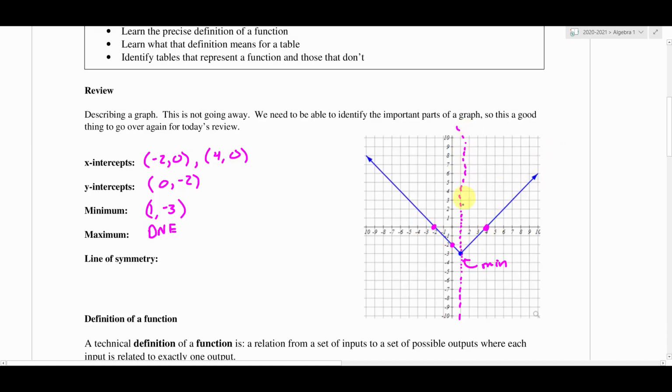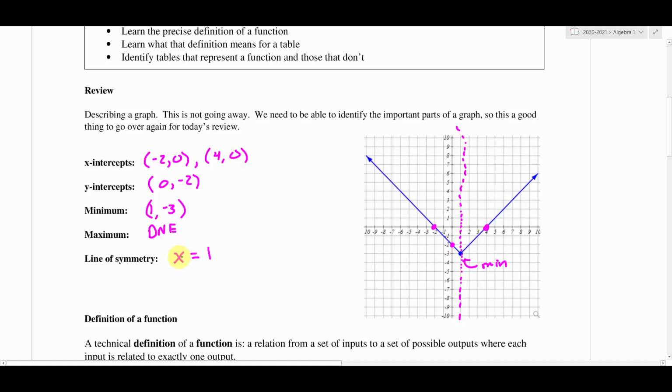So this does become a line of symmetry. And to describe a line of symmetry, we look for where the line of symmetry hits the x-axis. So this dashed line is my line of symmetry. It hits the x-axis here at 1, so it has an equation x equals 1, and that's how I describe the line of symmetry.